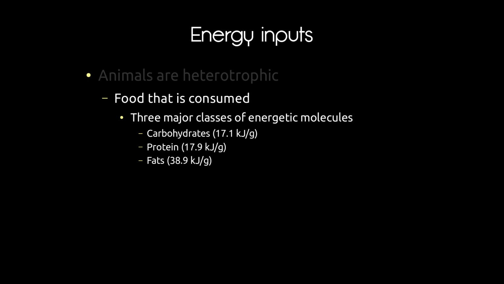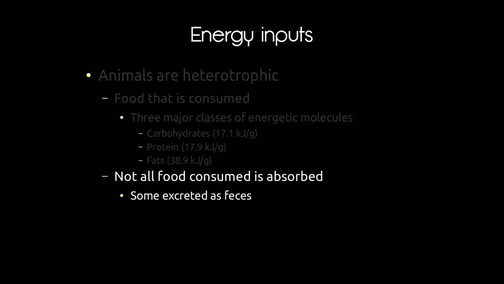That's going to vary a little bit depending on the particular kind of carbohydrate. And then we have protein, which contains very similar amounts of energy, about 17.9 kilojoules per gram. And then we have fats, which are much more energetic than the previous two, and these contain somewhere in the neighborhood of 38.9 kilojoules per gram. Quite a bit. Not all of the food that is eaten makes it out of the animal's digestive tract, or what we call absorbed. This portion of the eaten food will be excreted as feces, as the first major loss of energy after the food is consumed.